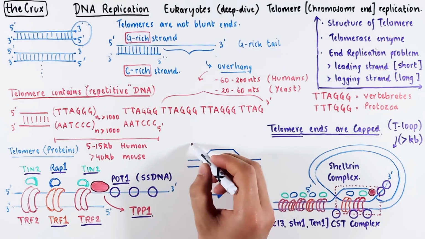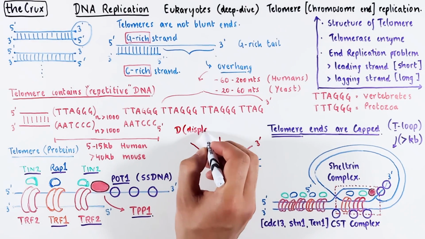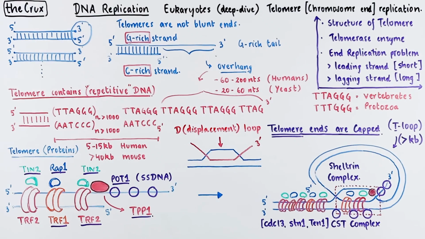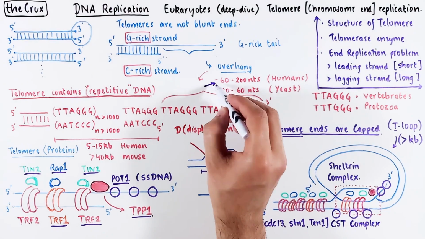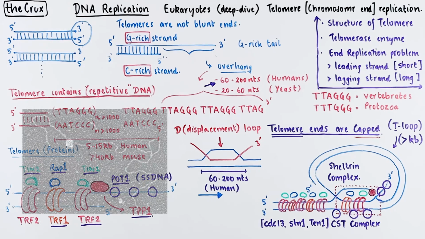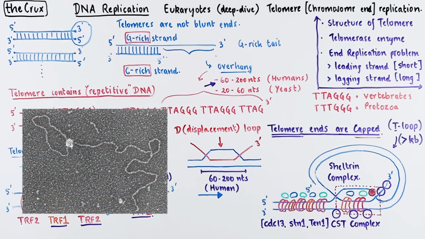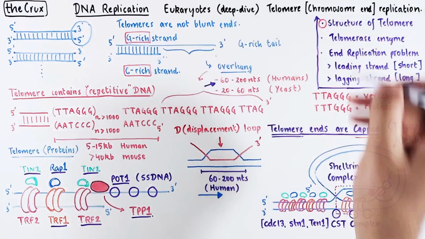The DNA that is displaced by the G-tail forms a compact mini-loop, which we refer to as the D-loop. The length of this displacement loop matches the length of the G-tail, typically ranging from 60 to 200 nucleotides in humans. Logically, you cannot have D-loops longer than the length of the G-tail itself. This pretty much sums up the telomere cap. In case you are curious, here is an actual electron micrograph of the T-loop. You cannot see the D-loop because it is buried somewhere in this tiny spot here. And this concludes the explanation of the telomere structure.